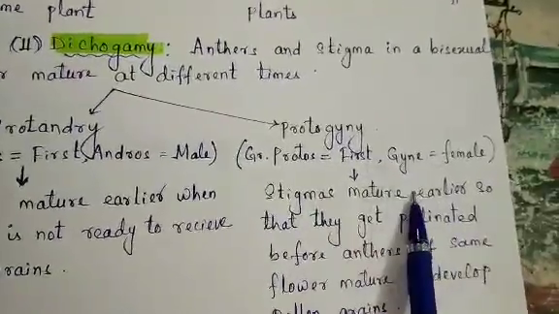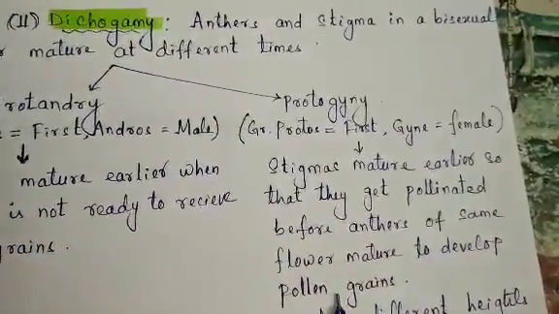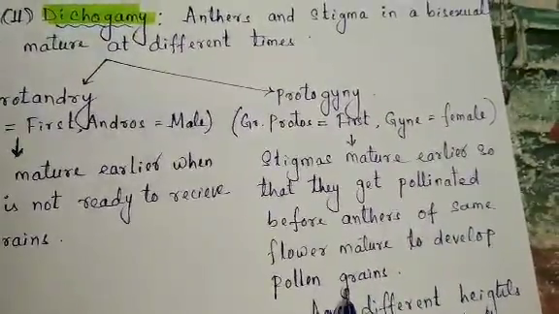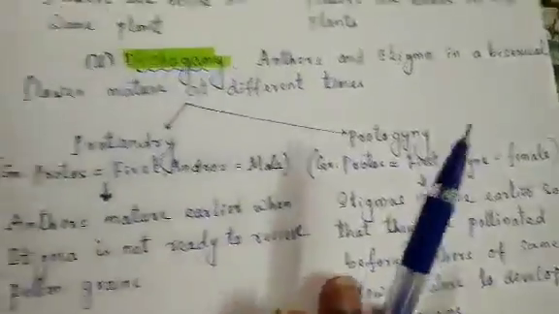Protogyny: here the gynoecium matures earlier, before the stamen can develop the pollen grains. Before the male gametes are produced, the stigma has matured. So self-pollination cannot occur here.